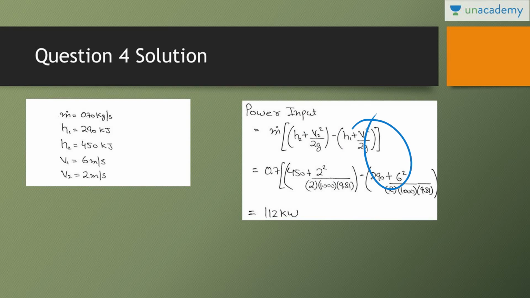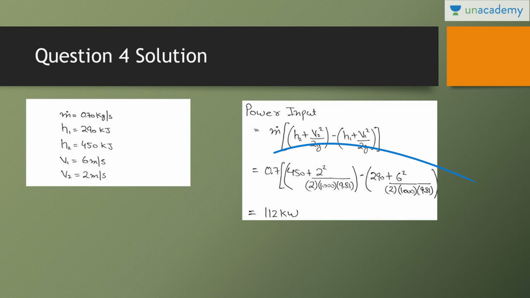And while deriving the steady flow energy equation, we have taken work done as work done by the system. So if it were a turbine, we would write (H1 plus V1 square by 2g) minus (H2 plus V2 square by 2g). But here it is a compressor, that's why we have taken (H2 plus V2 square by 2g) minus (H1 plus V1 square by 2g).